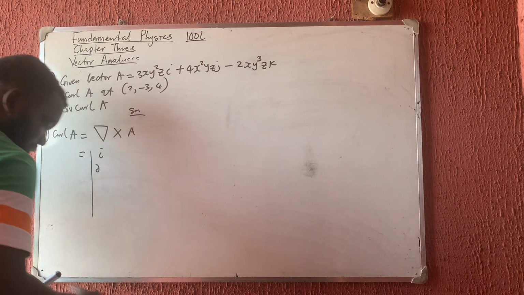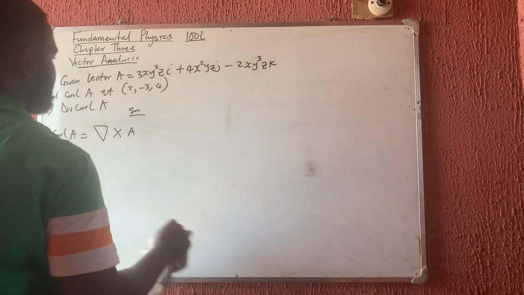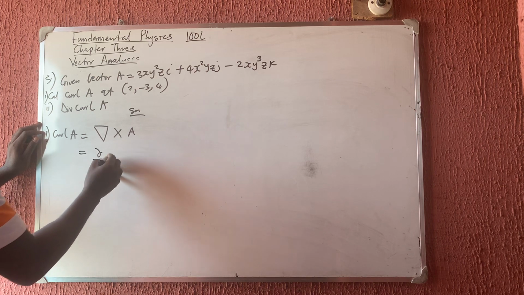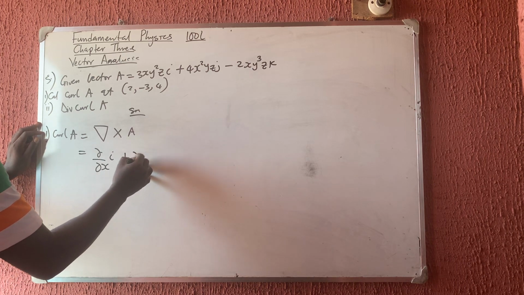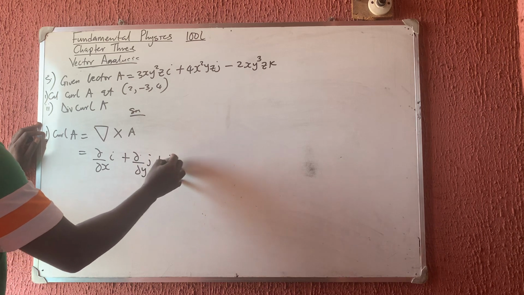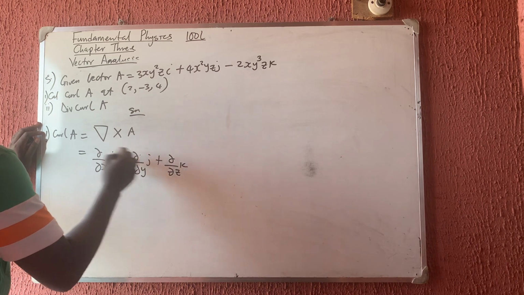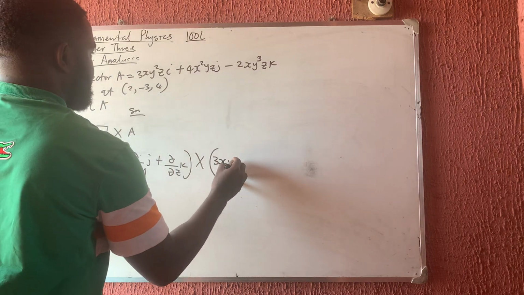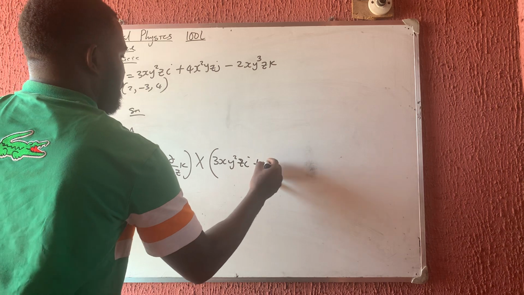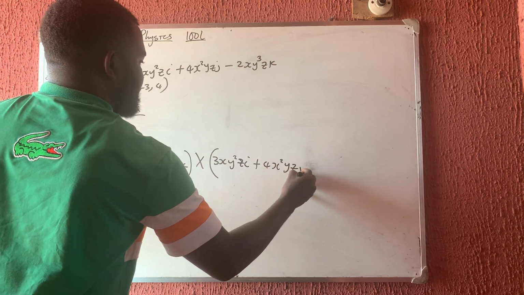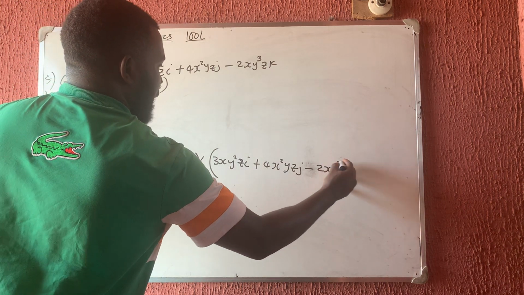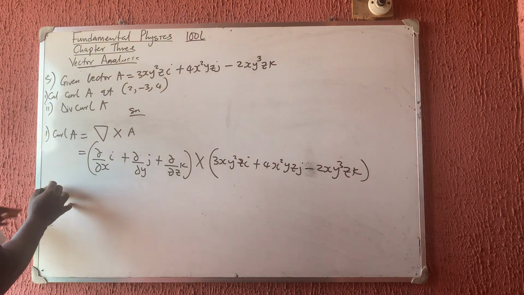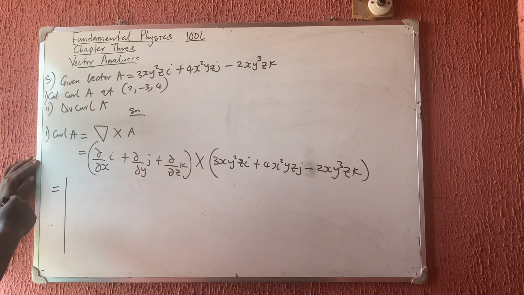Okay, before that, let me write it very well. So this thing is equal to, the meaning of this is partial x i plus partial y j plus partial z k, and it's crossing another vector that is 3xy squared z i plus 4x squared y z j minus 2xy cubed z k.